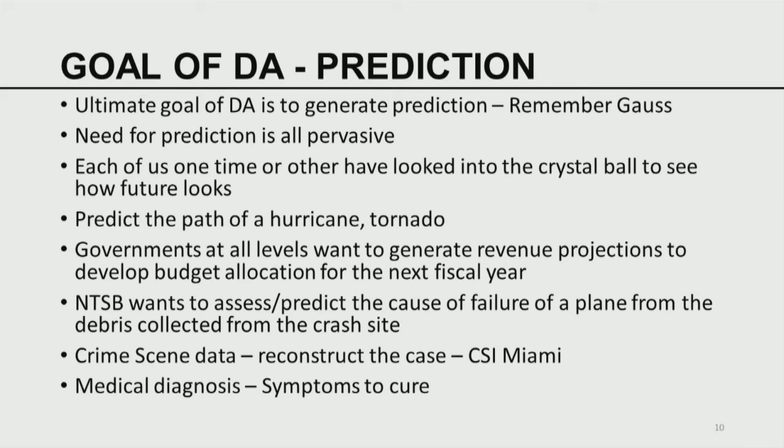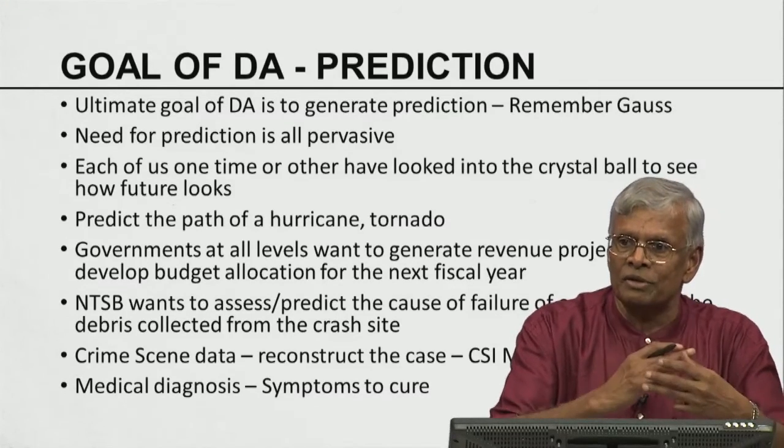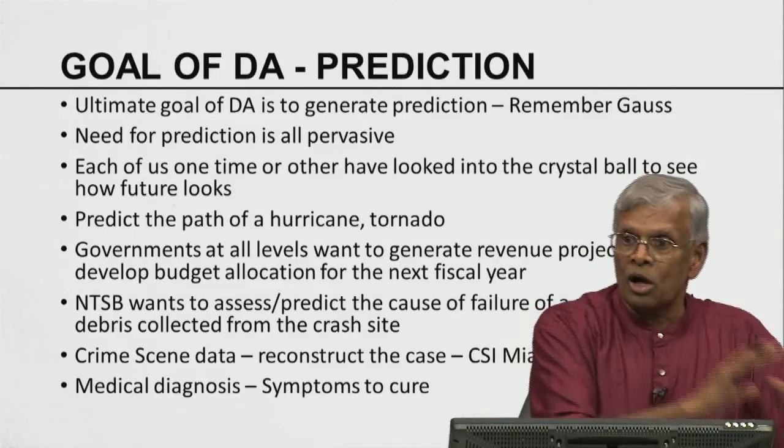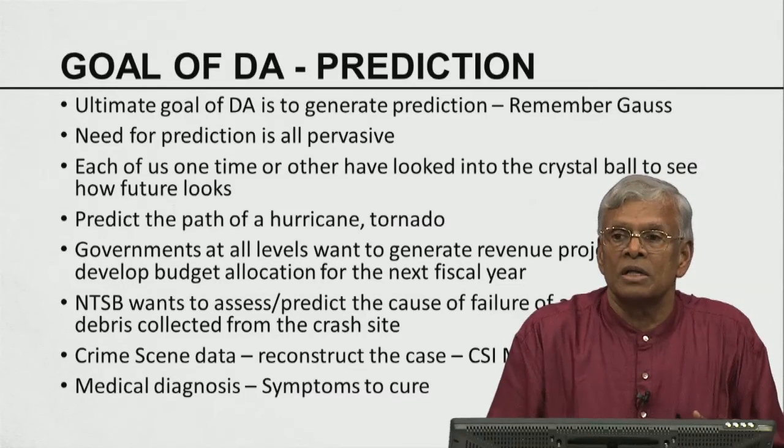Another example of prediction comes from the National Transportation Safety Board. Suppose a plane has crashed. Planes do crash, unfortunately. After a crash happens, they invite specialists. They collect the debris. From the debris field, they try to reconstruct and judge what must have brought the plane down. Is it a crack? Is it a bomb? So it's a kind of reanalysis that they have to do from the observations. They have to go to the cause. So any such analysis is an inverse problem.